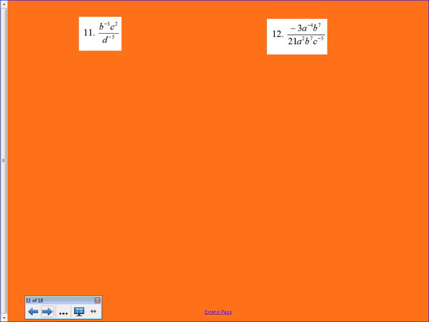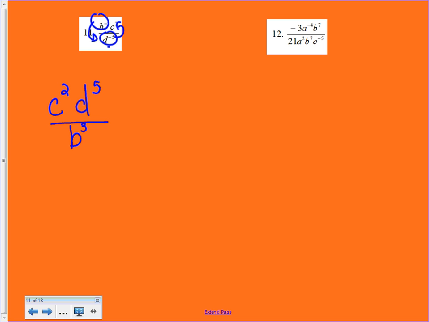Now 11 and 12 just get scarier and scarier. So what we're going to do first for number 11 is I always want to take all of my negative exponents and switch where they're located. So I'm taking anything that's negative and switching where it's located. So my c squared is staying positive on the top. This d to the negative 5 is negative on the bottom. So I'm going to flip it to the top, and by flipping it to the top, it becomes positive. And then I have b to the negative 3 on top. I'm flipping it to the bottom, and I get b to the 3rd.